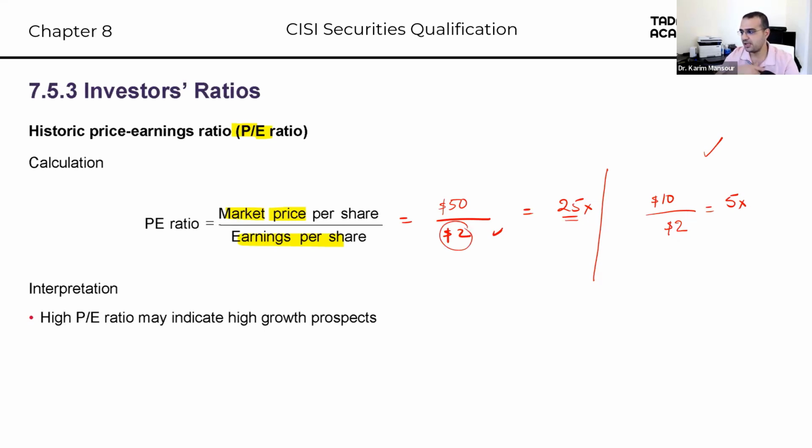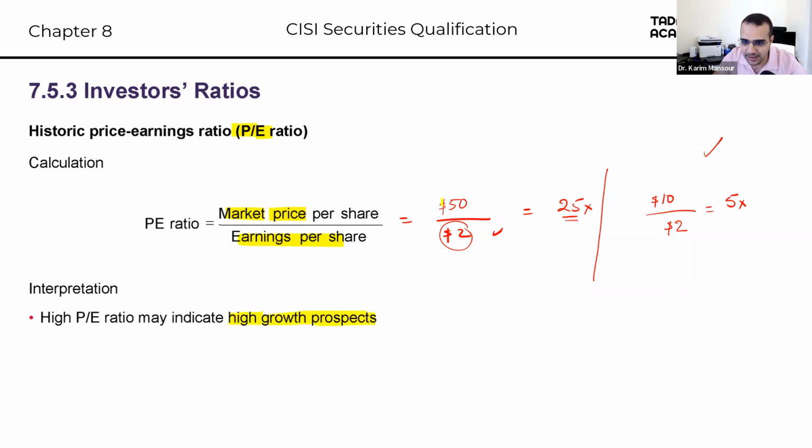In the exam, PE ratio is one of the most popular questions, not just in this qualification, in most CISI qualifications, because it's one of the most popular ratios used by investors. Usually the question is, what does the PE ratio tell you? The PE ratio tells me whether a company is expensive or not. Two, and that's the most likely answer in the exam, it tells me the high growth prospects.